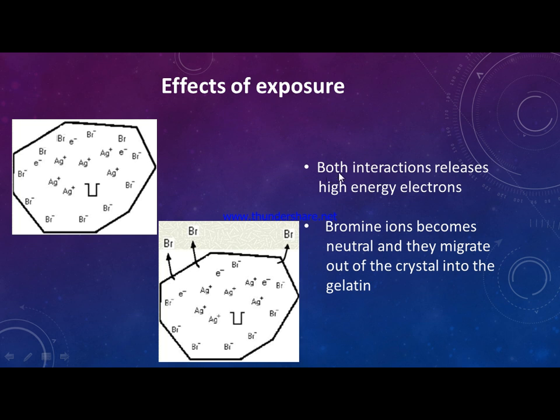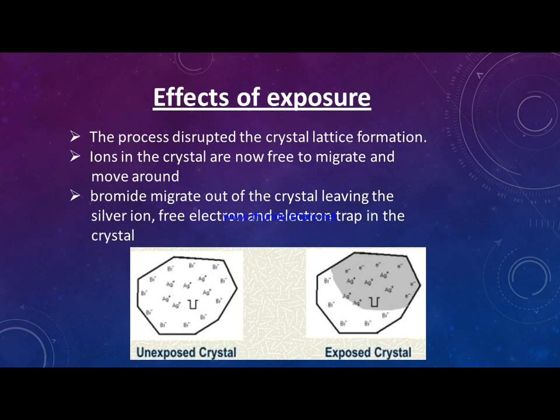Both interactions release a high energy electron. When they interact with a bromine ion, they release a high energy electron. The bromine ion becomes neutral and migrates out of the crystal into the gelatin. The process disrupts the crystal lattice formation. Ions in the crystal are now free to migrate and move around. Bromine migrates out of the crystal, leaving the silver ion, free electron and electron trap in the crystal. The images show the unexposed crystal and the exposed crystal.